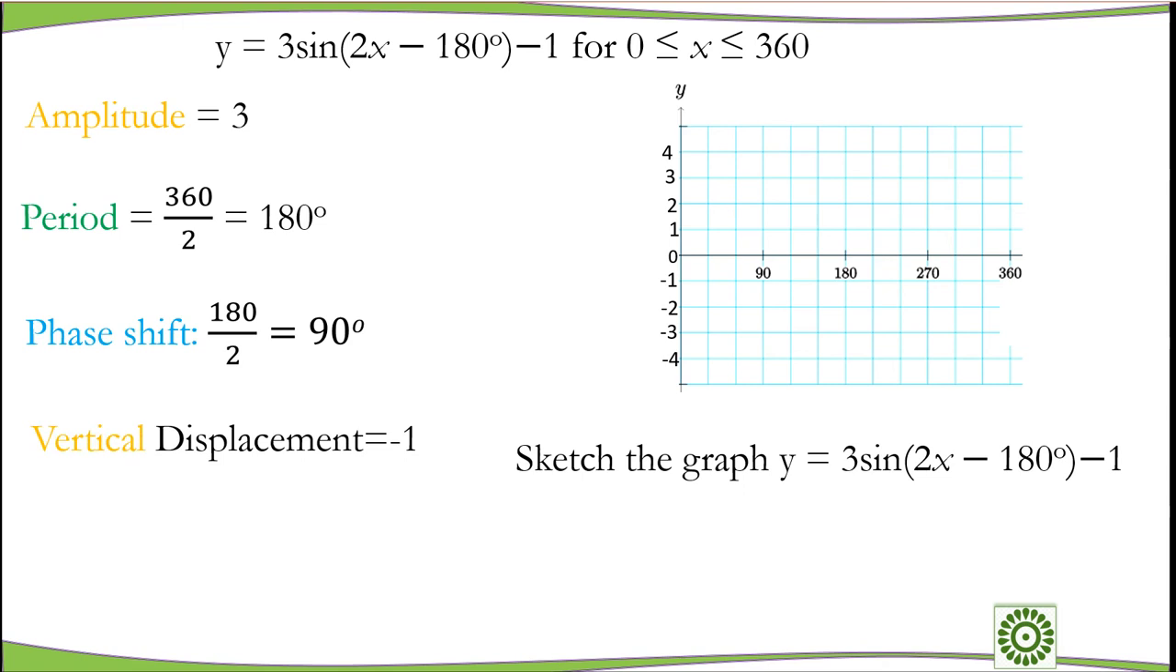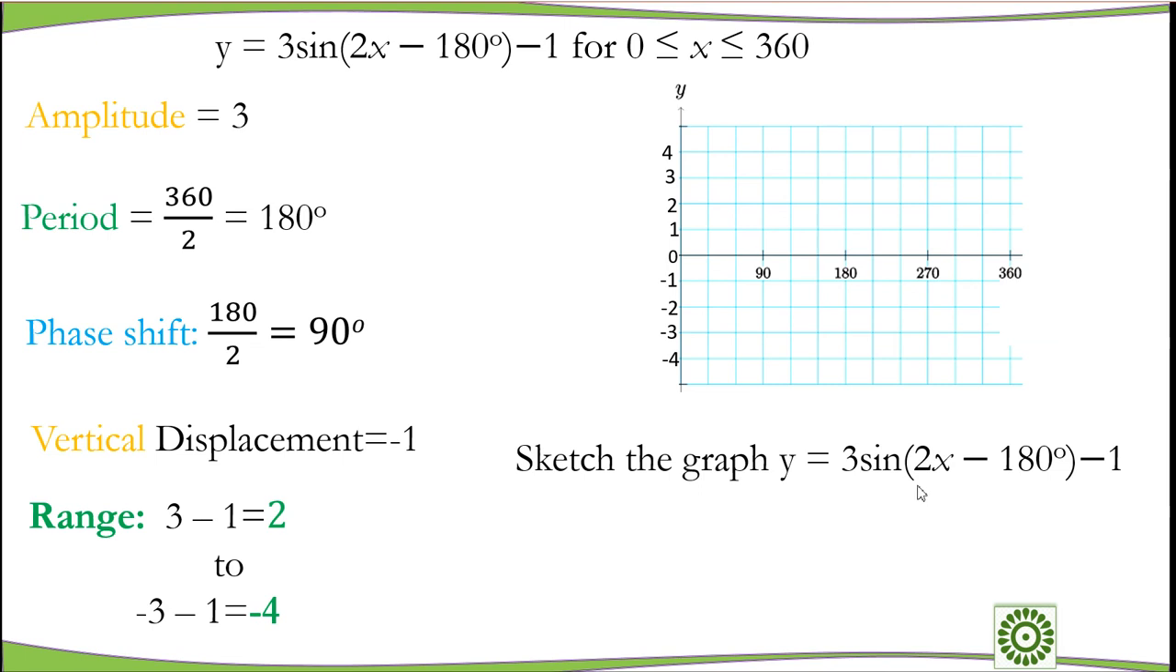Vertical displacement of -1. So at the end of shifting it to the right 90 degrees, we have to move it down 1 unit. Our range: 3 minus 1 is 2. So at the end of the transformation, our top number should be 2, and minus 3 minus 1 is -4. So our minimum for y will be -4. So let's see how it works.